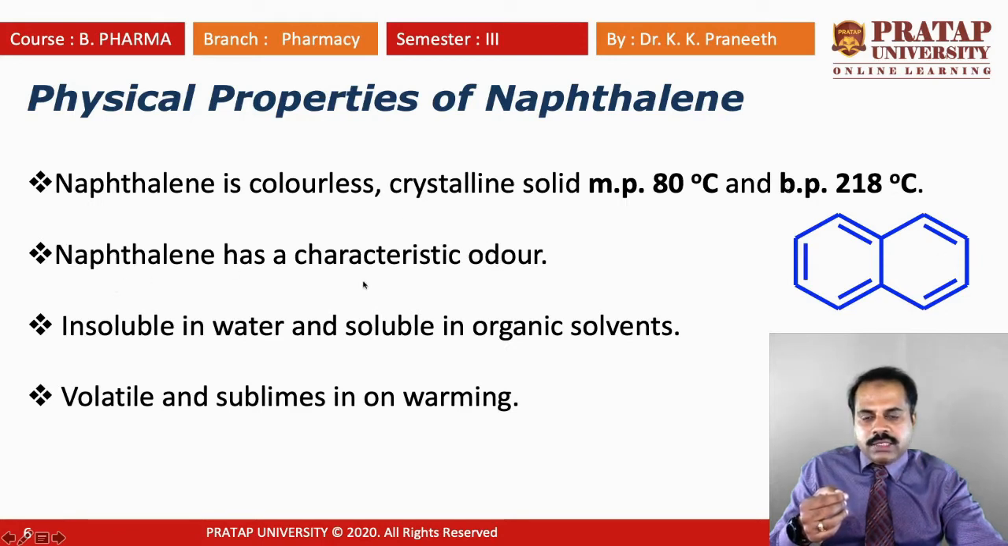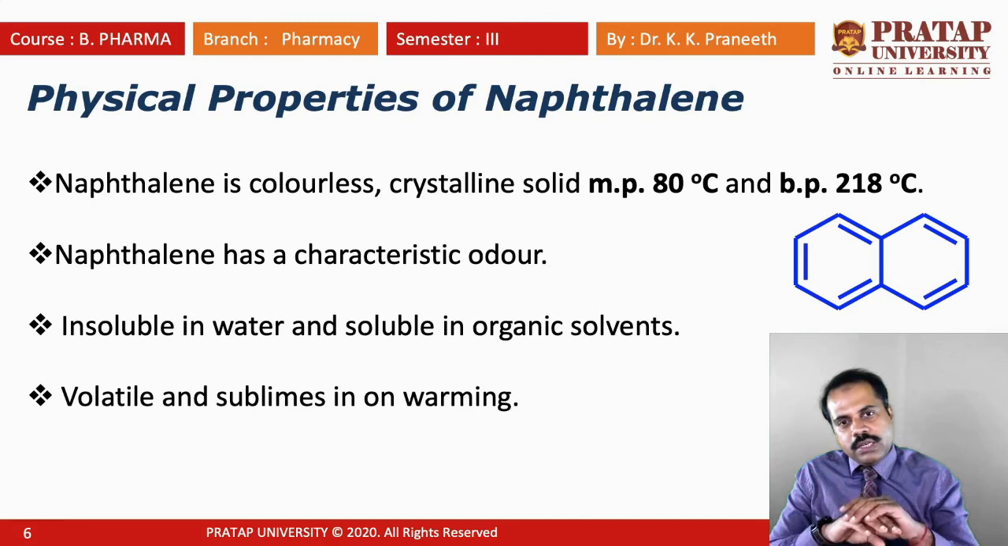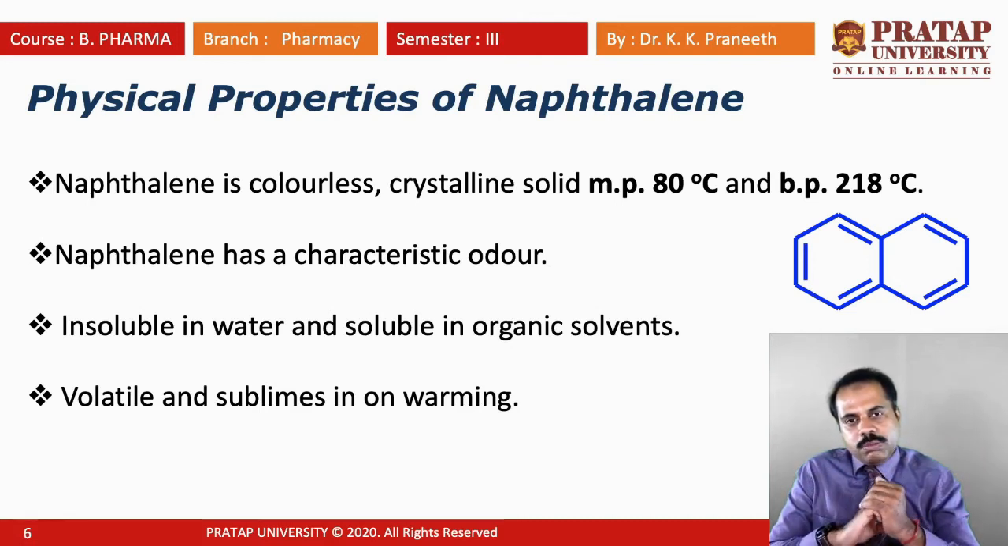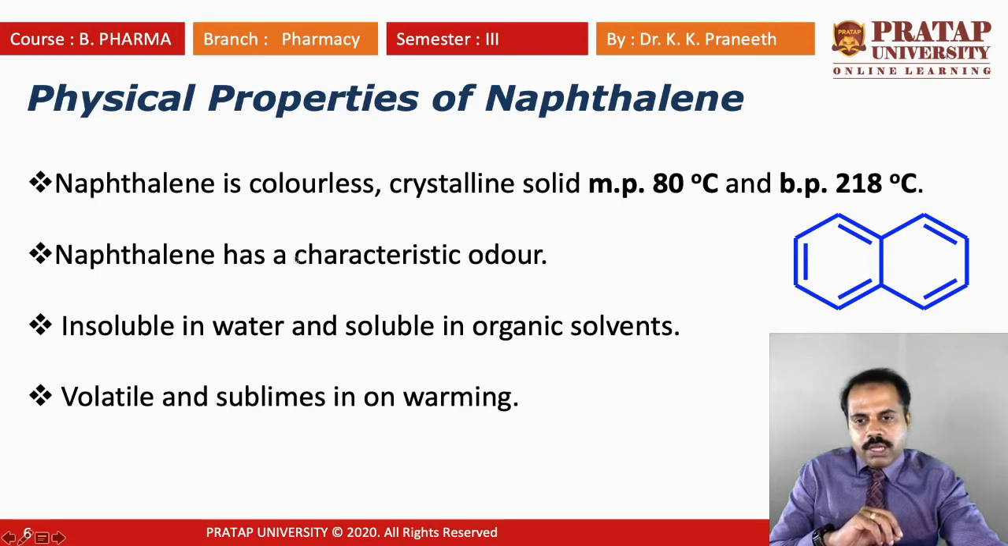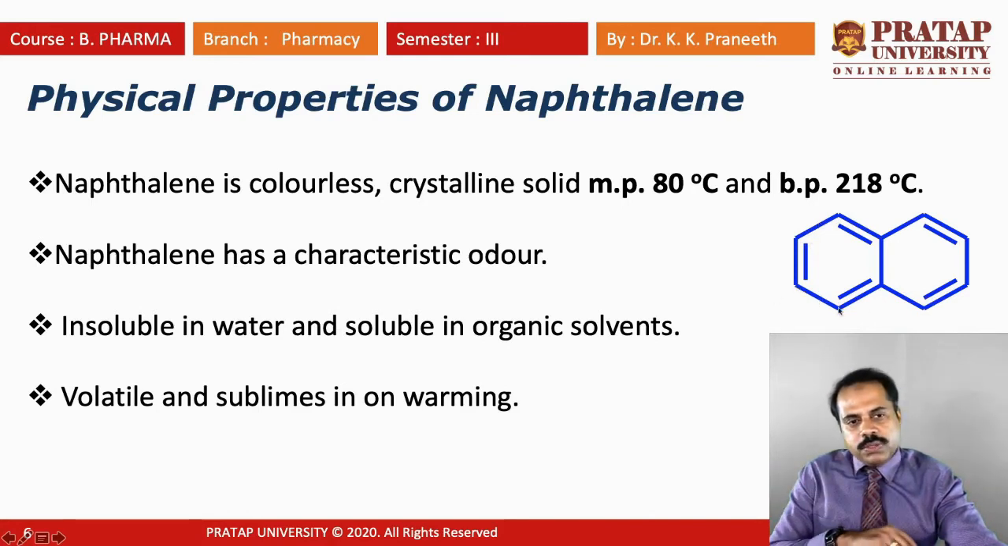As a characteristic, it has a special odor. You can see naphthalene balls, which we keep in the closet, on the dress shelf, to remove odor or to avoid cockroaches, etc. So it has a particular characteristic odor. This is an organic moiety; it's all hydrocarbon, so there are no polar groups, as we saw in the introduction.